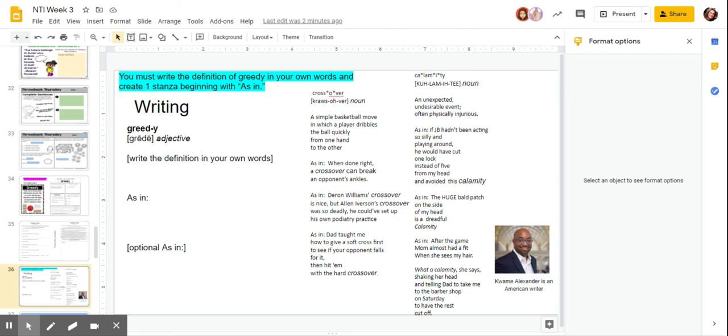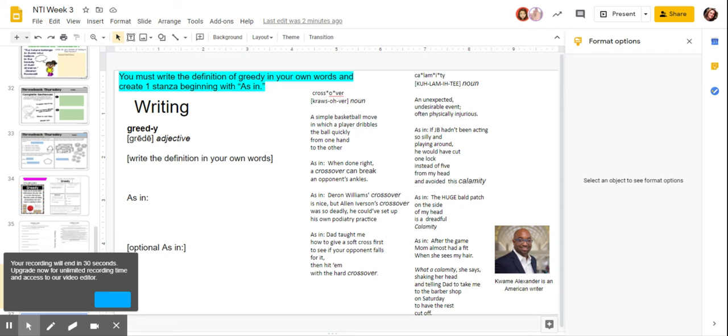Now, if you're getting really into it, you can make more than one stanza. Like his examples all have 3 or 4. This one has 4 stanzas. This one has 3, apart from the definition. So you're welcome to make it as long as you want, but you only have to do 1 stanza just to show us that you can use the word greedy in a poetic stanza. Have fun with it.